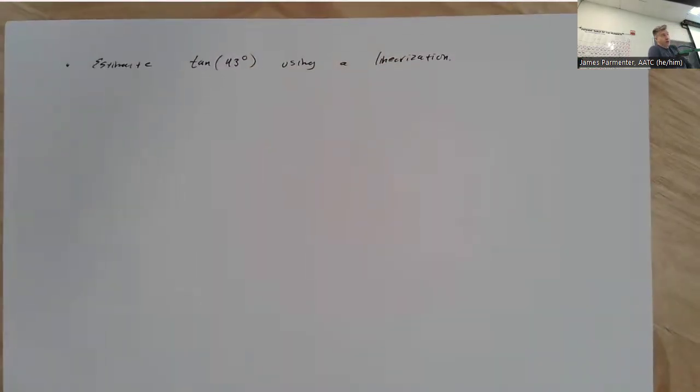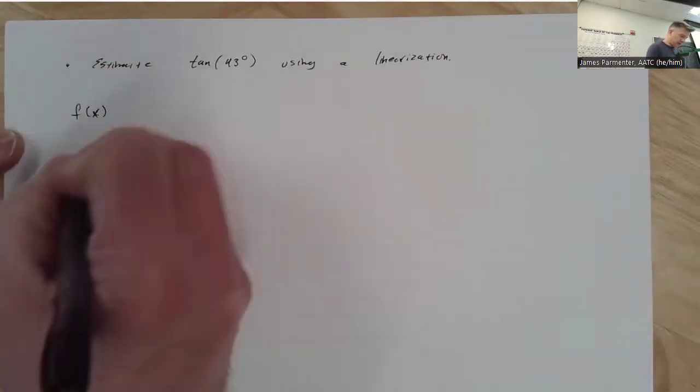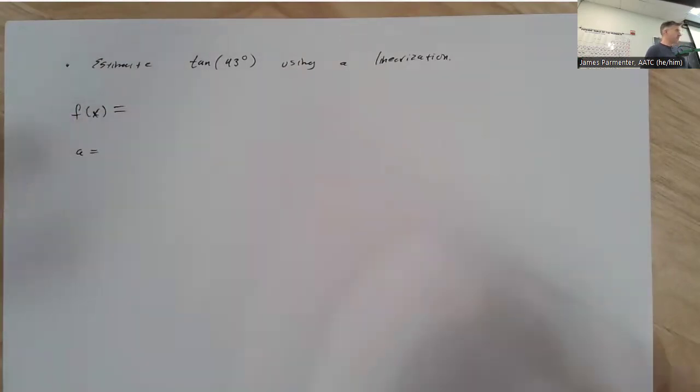Okay, so usual process. What's our function? And what's our a value? Write down your best guesses for your function and what you think the closest value is to 43 degrees that we're going to plug in.